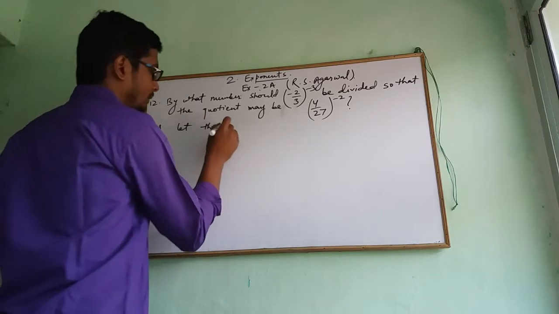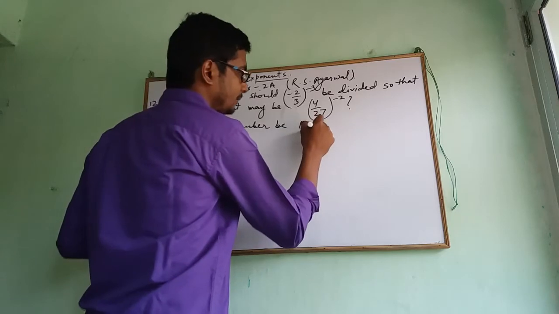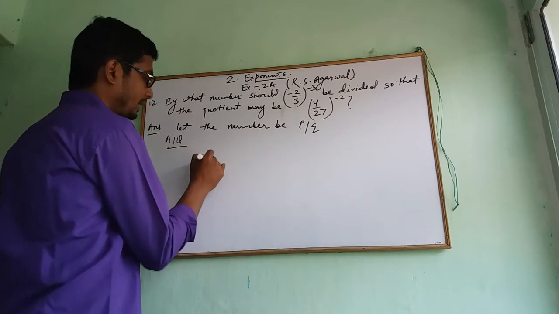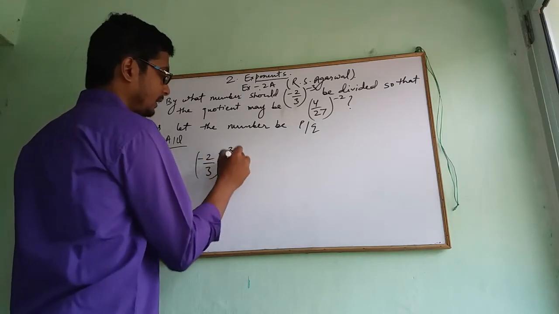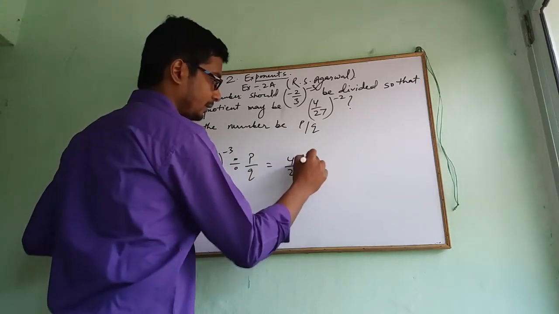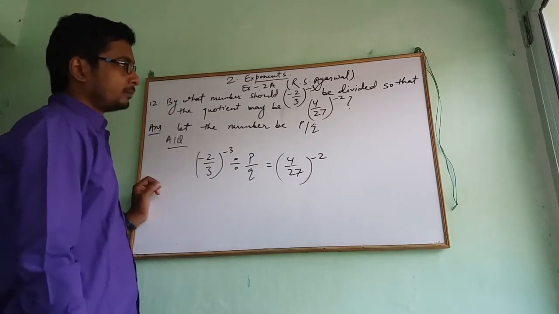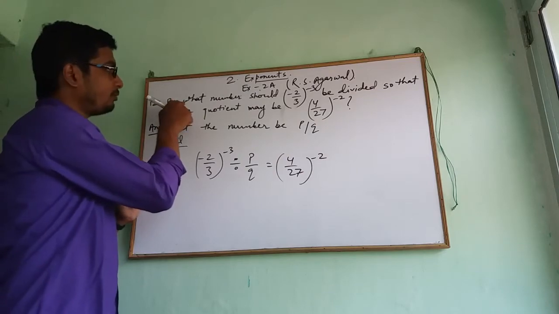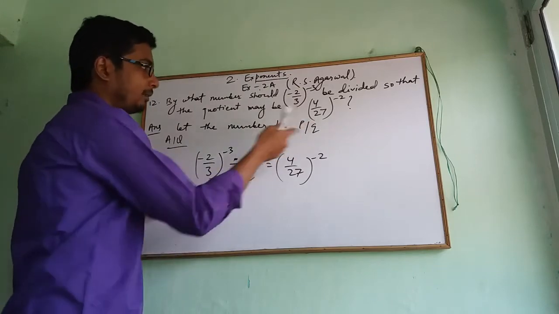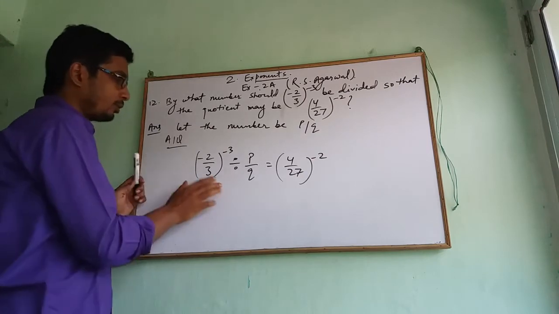Let the number be P by Q. So according to the question, (-2/3)^-3 is divided by P by Q so that I get the quotient (4/27)^-2. Here you can see, the question is by what number should this be divided? This means this is my dividend and the number which I am dividing with is the divisor. So according to the question my equation is this.